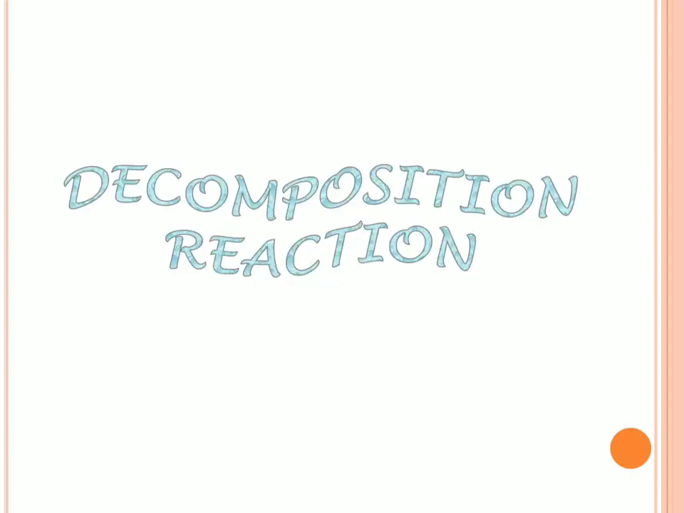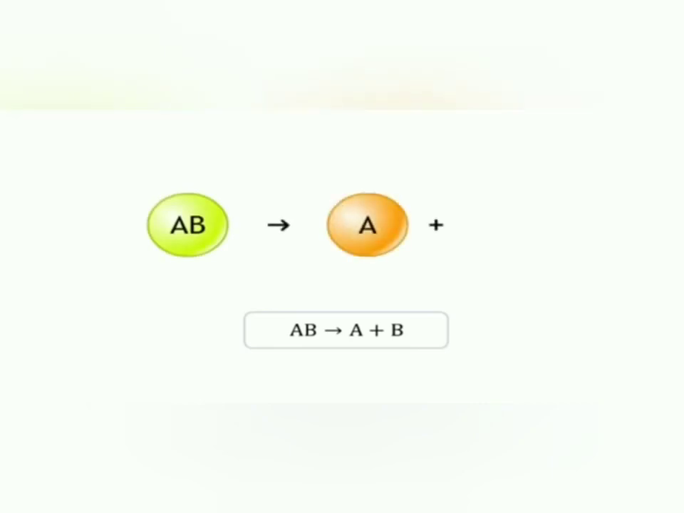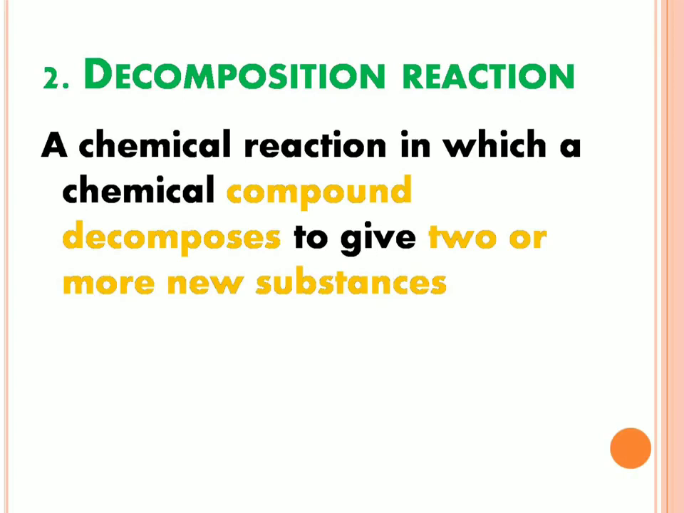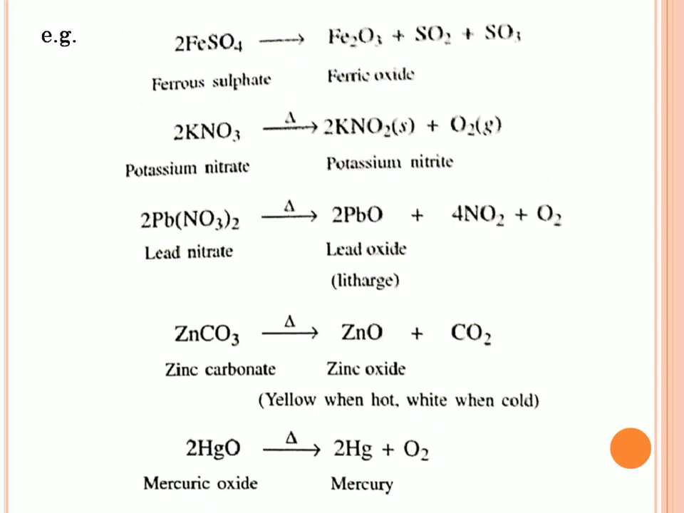Now come to the second type of reactions, decomposition reactions, which are the opposite of combination reactions, because in a combination reaction, two or more reactants combine to form a single product, and in a decomposition reaction, a single reactant breaks down to form two or more products. The general form of a decomposition reaction is AB decomposes to give A and B. Therefore, a decomposition reaction is defined as a chemical reaction in which a chemical compound decomposes to give two or more new substances. Now, note down some examples of decomposition reactions.